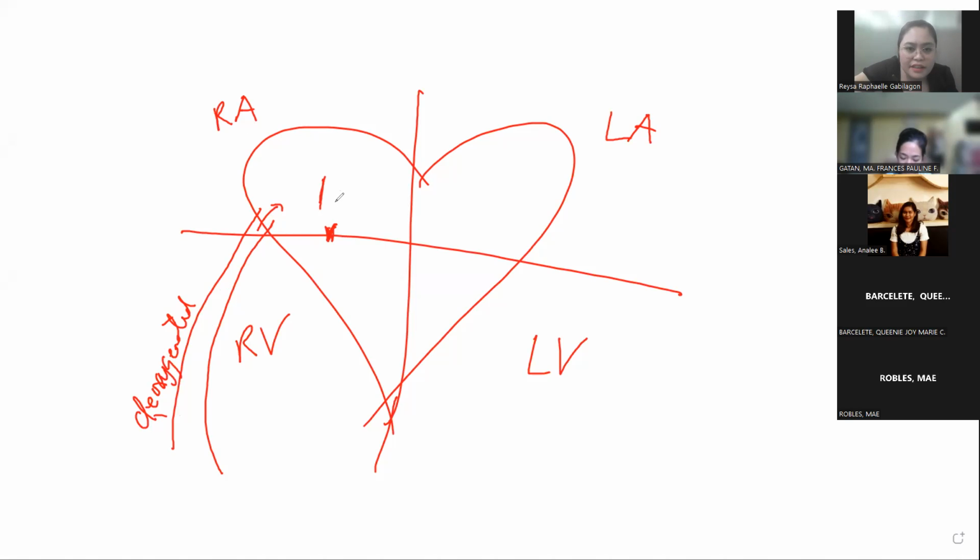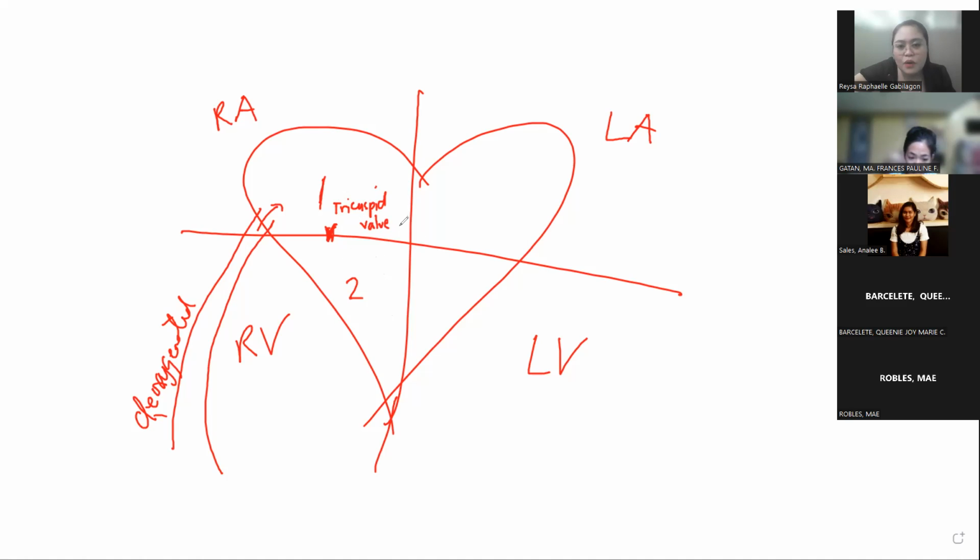Where do I write that? Here na lang. Tricuspid valve. Okay? So it is one way. So where will the blood go from here? To the right ventricle. Okay? So the blood is pushed downward from the right atrium to the right ventricle.